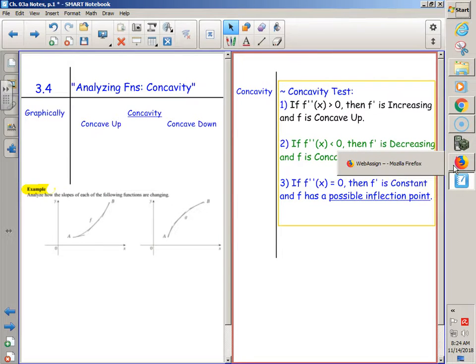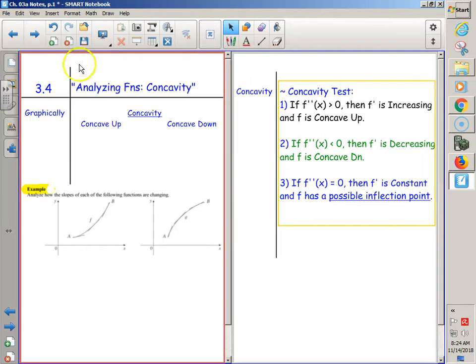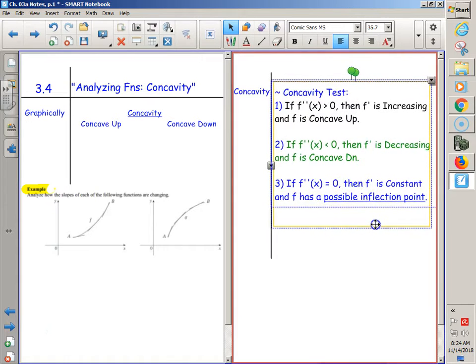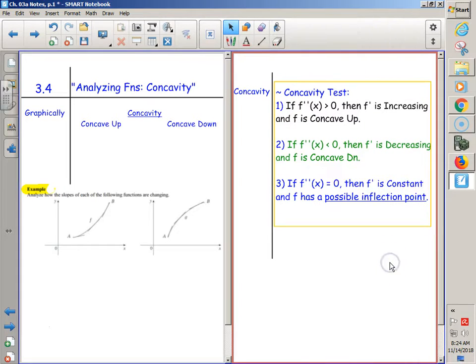So increasing, decreasing. That was what we did in section 3.3 with the first derivative. Section 3.4, now we need the second derivative. So right now I'm adding to your backboard a homework number 20A.